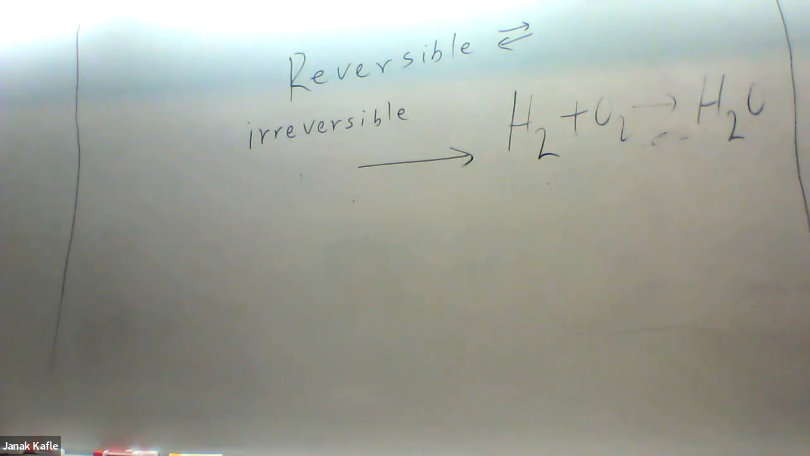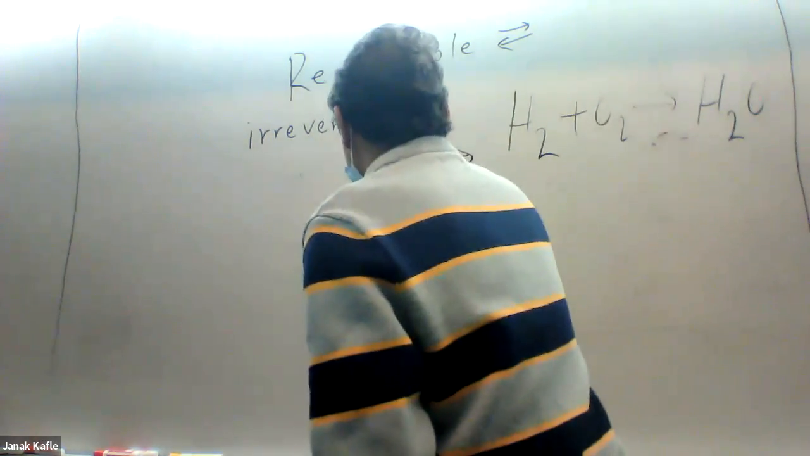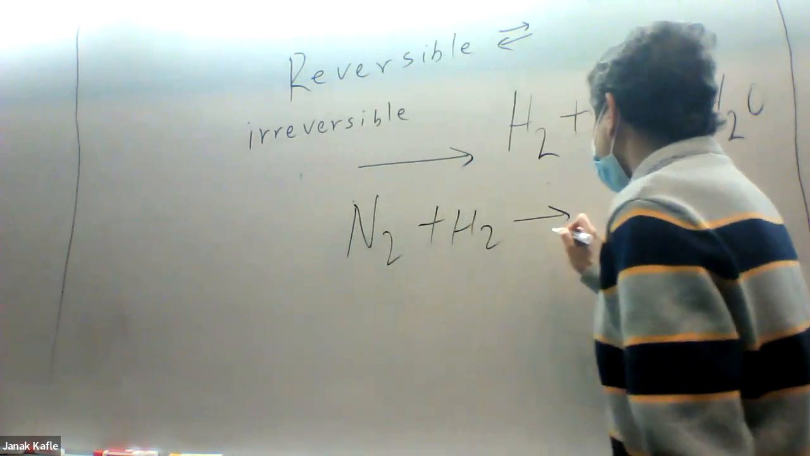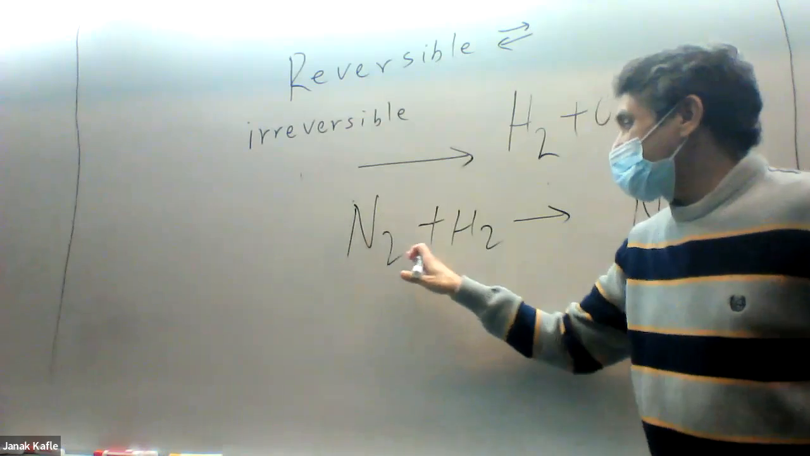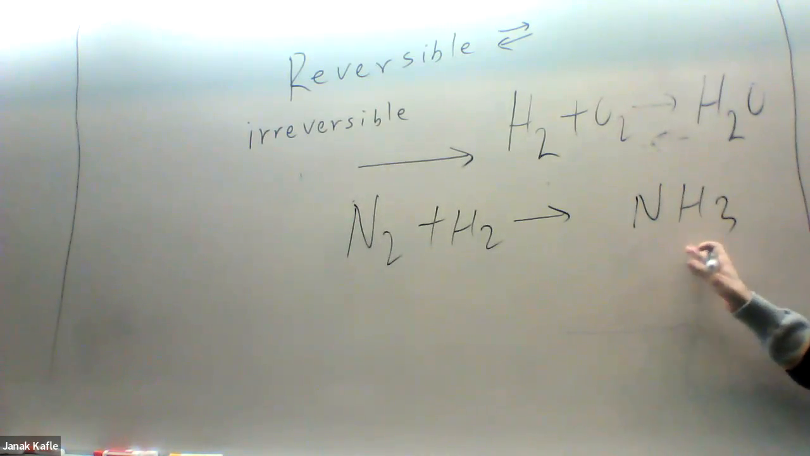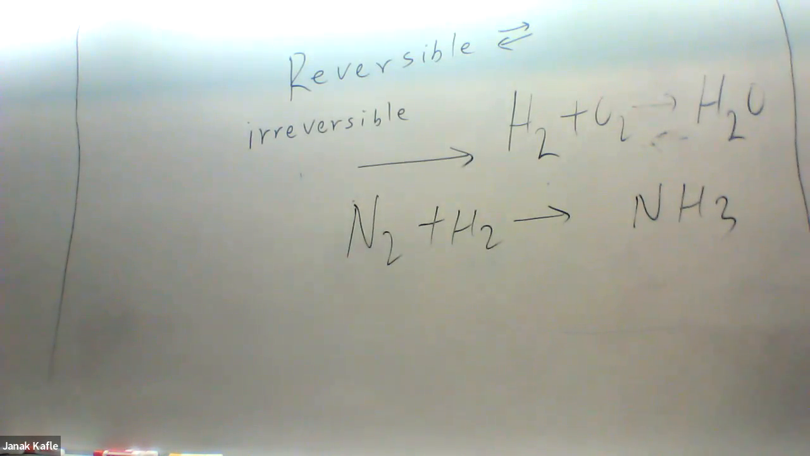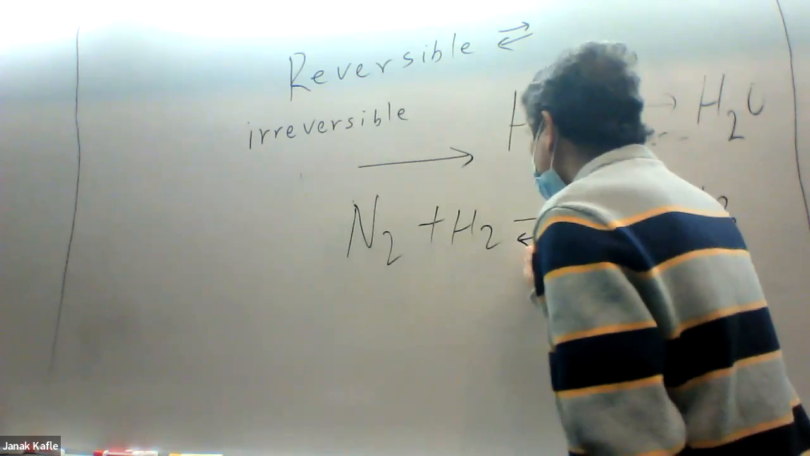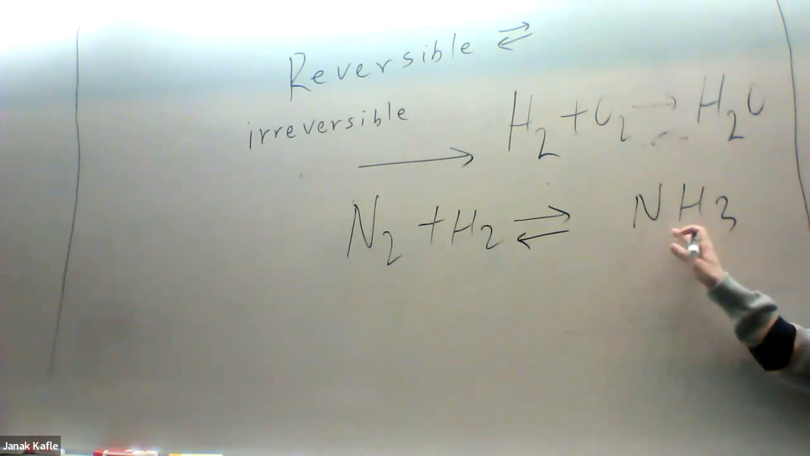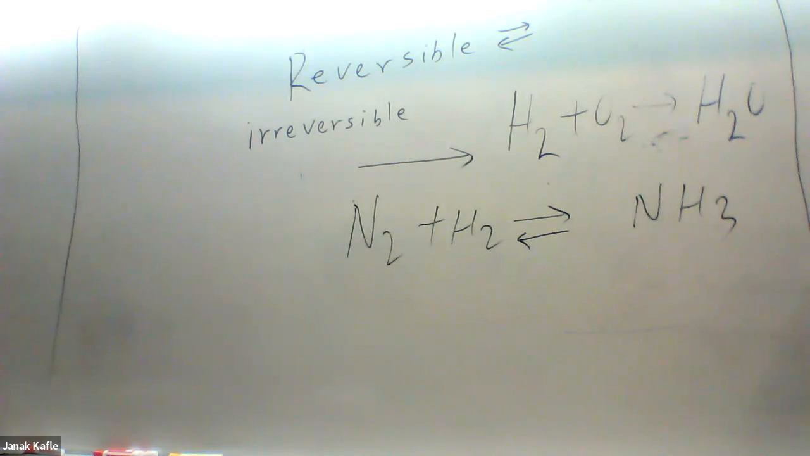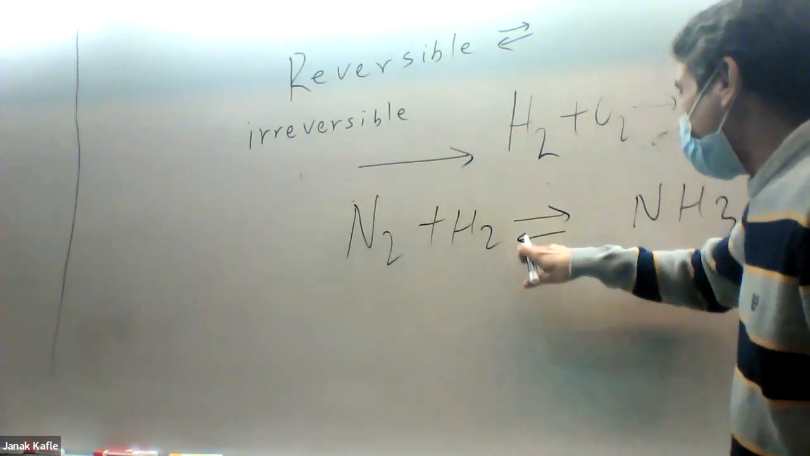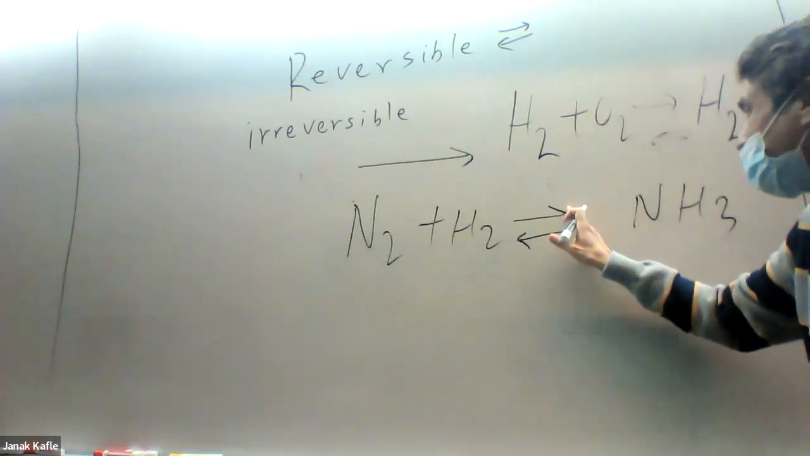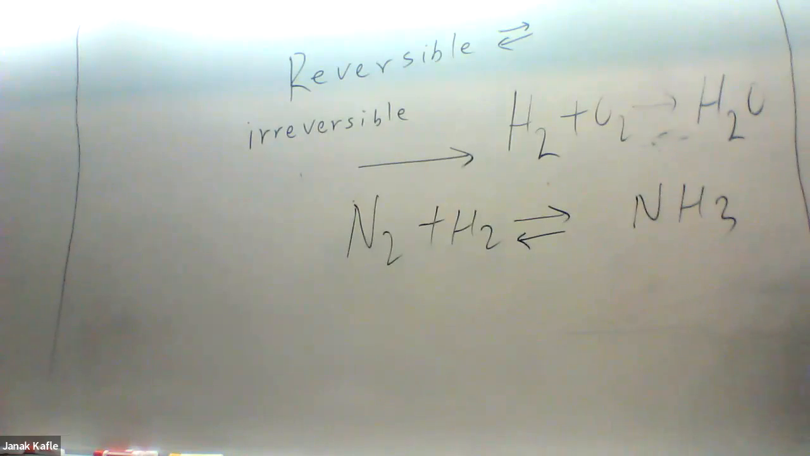But there are other kinds of reaction like this one, N2 plus H2, and ammonia is formed. You are combining nitrogen with hydrogen and you give ammonia. At the same time, when ammonia starts to form, it starts to break. So it breaks and gives back nitrogen and hydrogen. This kind of reaction is called a reversible reaction. Everybody got that? If the arrows going this way and this way are of equal length, this is called equilibrium.